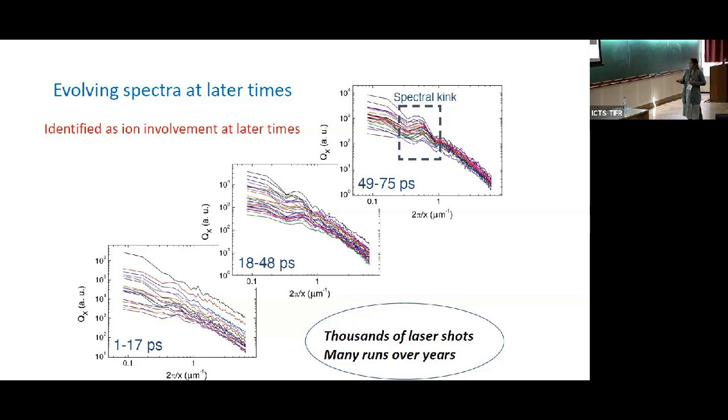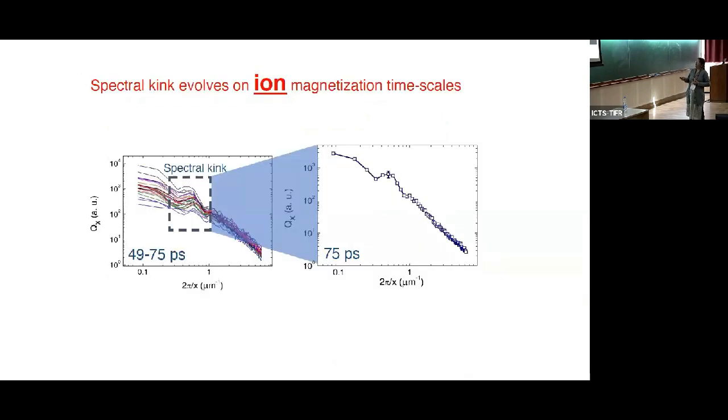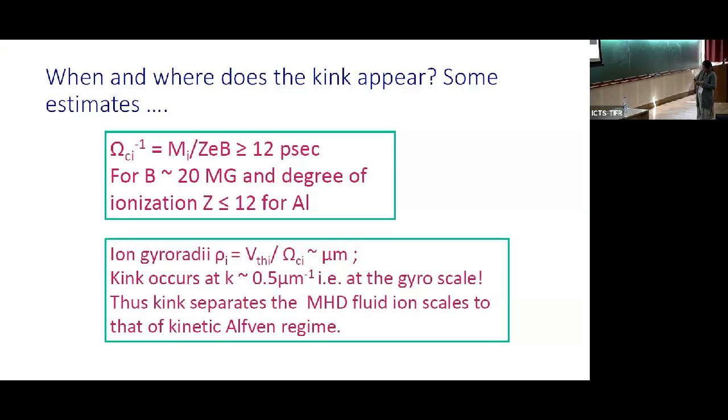And this was published here, and how we understood it is that the spectral kink seemed to come up at ion magnetization time scales, and the estimates were made. If you look at the ion gyro period for this particular target, the values were such that they were greater than 12 picosecond, and it started showing up at around 17 picosecond. And if we look at the ion gyro radius, which was of the order of micrometer, and kink also occurs at 0.5 micrometer inverse. So it is occurring at the gyro scale.